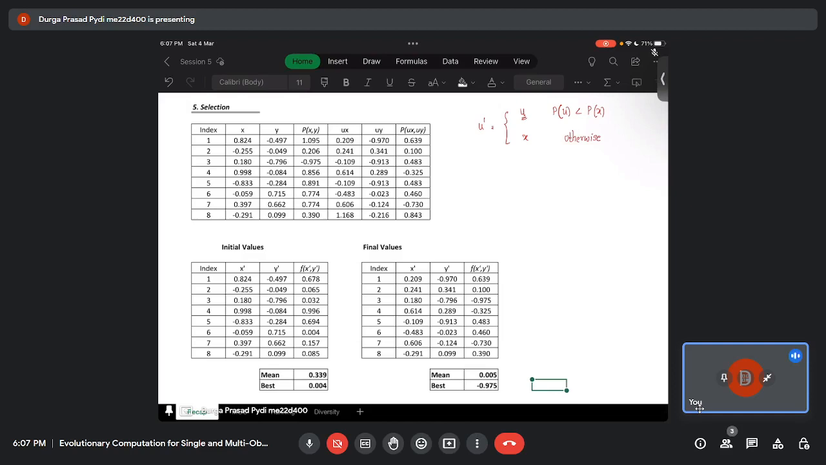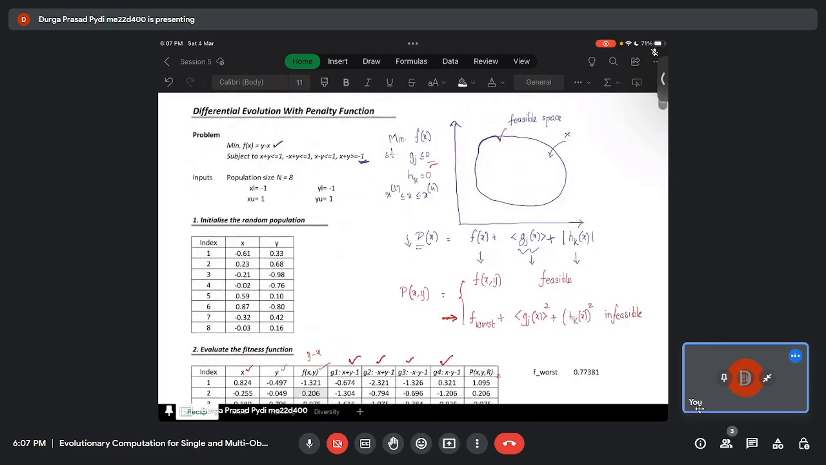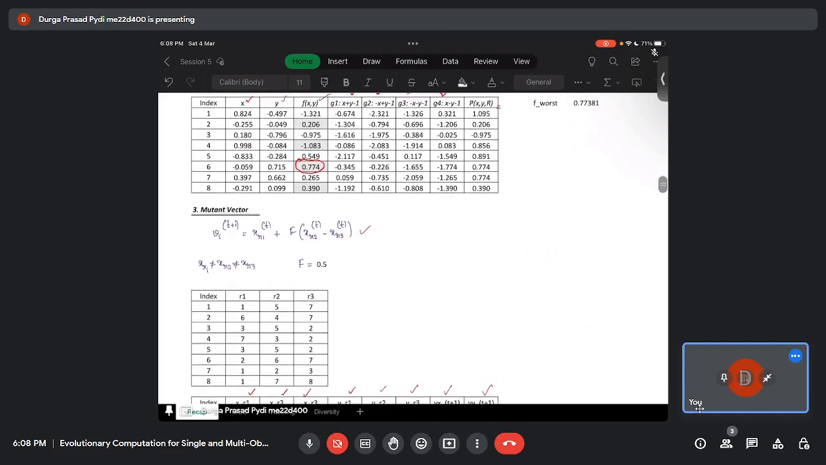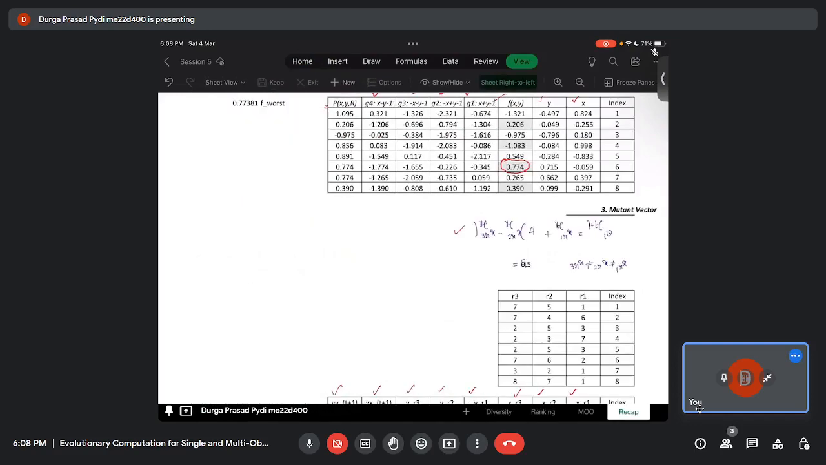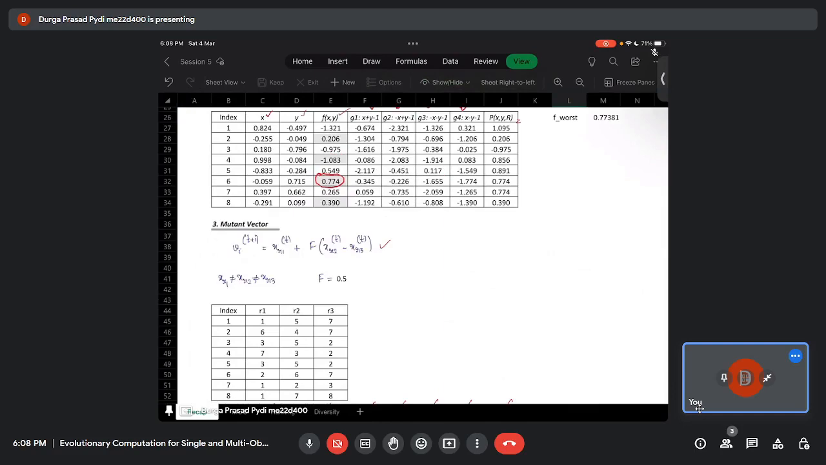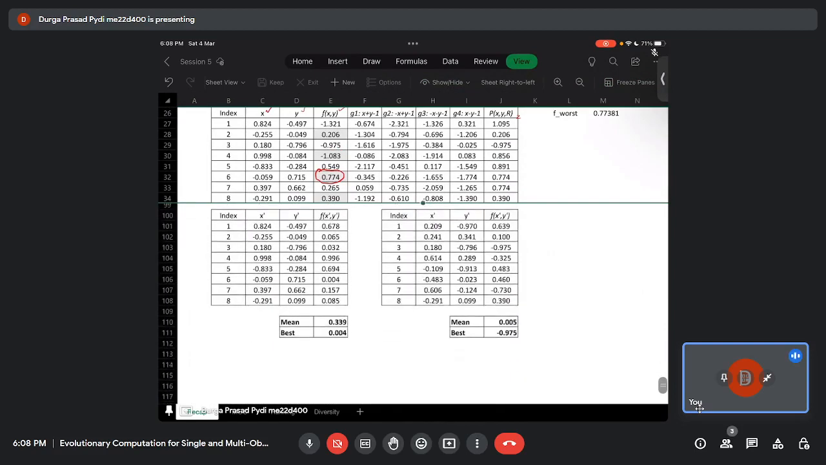So now you have a mean value of around 0.005 and a best value of minus 0.95. Like we have already solved this problem using KKT conditions, and we got a solution with minimum value of around minus 1. Now let us iterate through this to see whether we'll actually get to the same solution or not. We'll just iterate in the sense we'll just copy these values into these values.